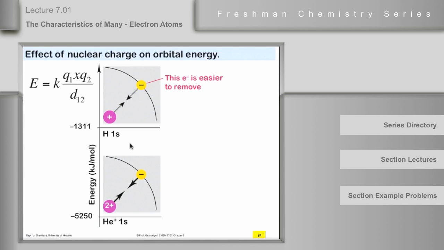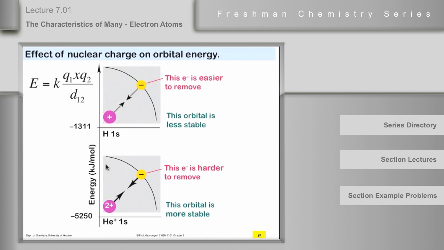Okay. This electron is easier to remove because it's at less negative energy. This one down here is harder to remove. This orbital is less stable. This orbital is more stable. Everybody see the relationship all right? Do you have questions about it?